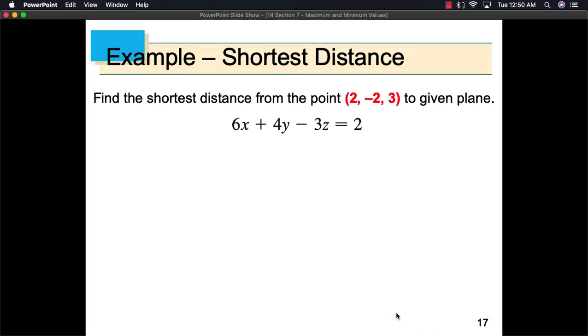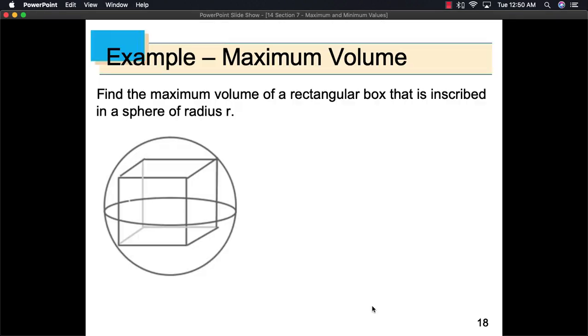Now, with this last example of this lesson, it gets really funky here. So you're going to have to be patient, because not only do we not have numbers, it's going to be using variables, but you're going to have to use a lot of abstract thought here. So here, again, instead of minimizing distance, we're trying to maximize the volume of a rectangular box inside a sphere of radius r.